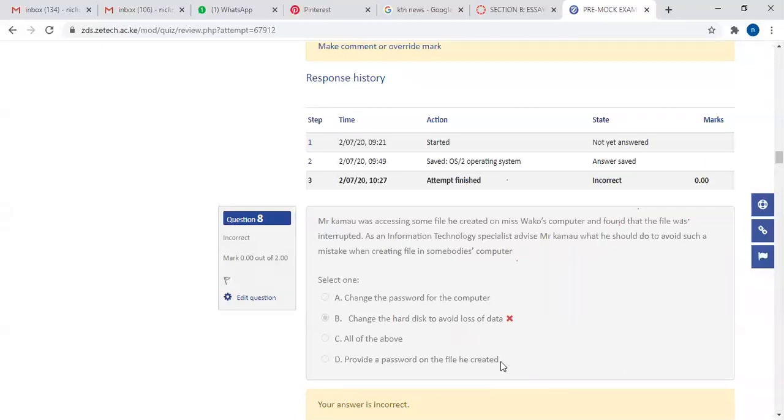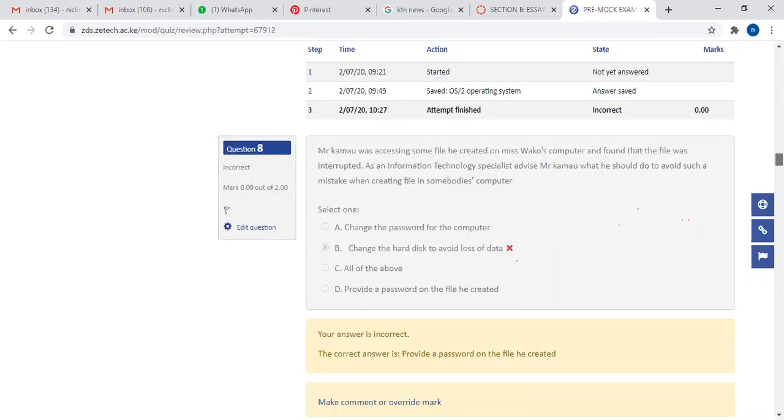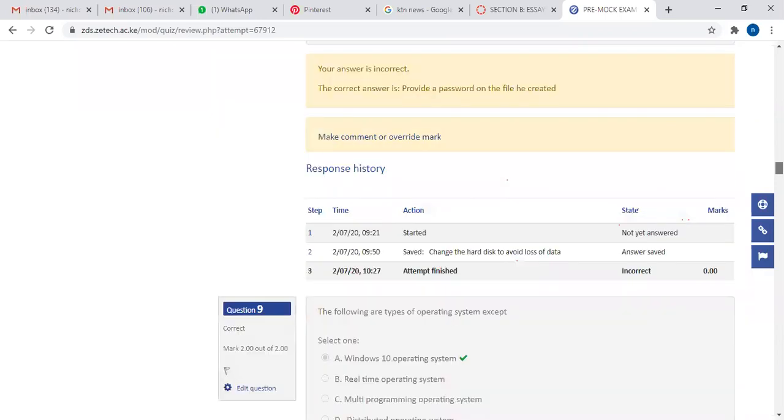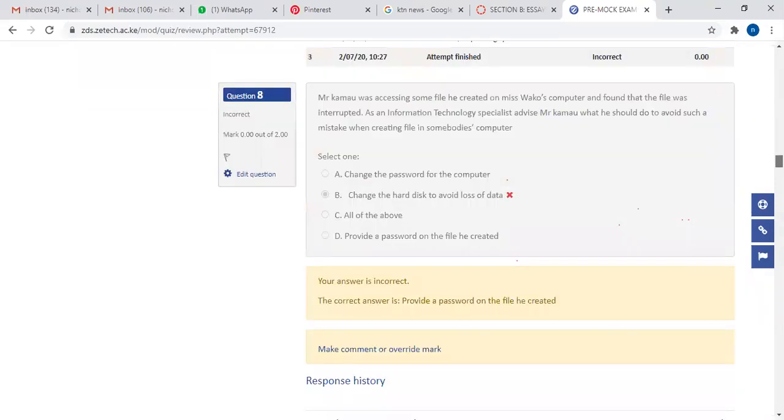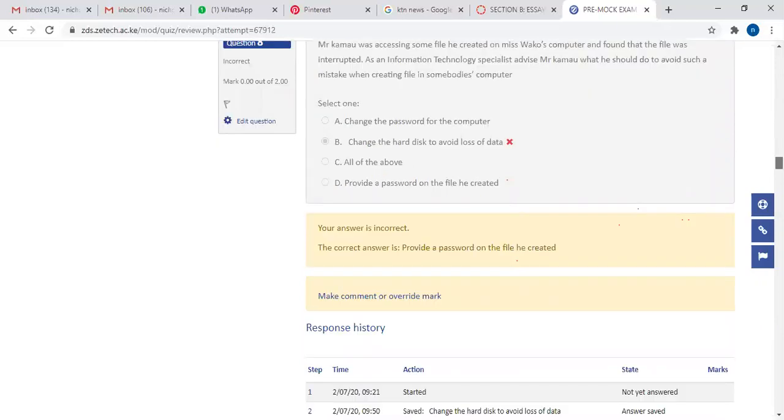So this is the best answer, because you should provide a password, because the file systems that we use provide security at folder level. Either we are talking about a file X, we can provide it with some passwords, and this password can belong to other directories that we have. So the correct answer was to provide a password on the file he created, because that is the best option to use, because you're using somebody's computer.